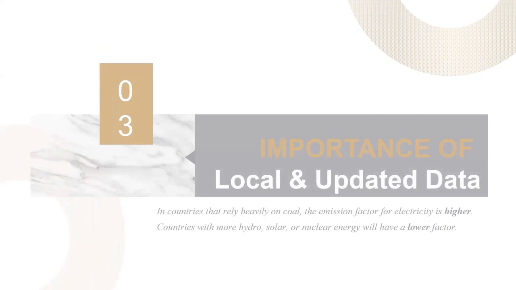Let's take electricity as an example. In countries that rely heavily on coal, the emission factor for electricity is higher. Countries with more hydro, solar, or nuclear energy will have a lower factor. That's why using the IPCC global average might overestimate or underestimate your actual footprint. If you are in Malaysia, the MyCarbon database gives the most representative figure. And since energy mixes change over time, emission factors must be updated annually for accuracy.